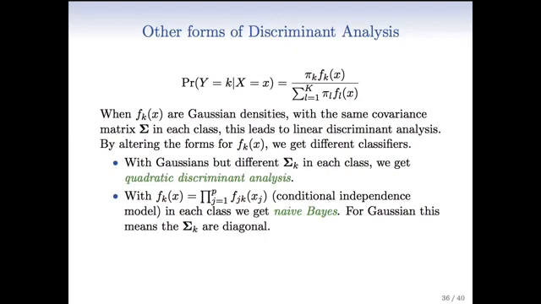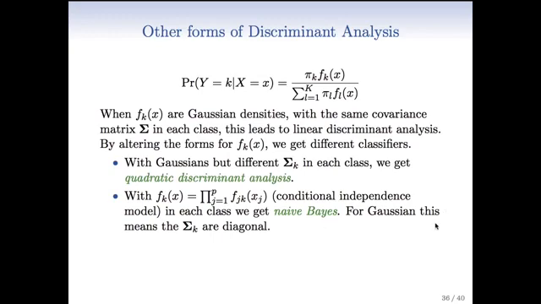Another thing you can do, and especially this is useful when you have a large number of features, like the 4,000 or so that Rob mentioned, when you really wouldn't want to estimate these large variance-covariance matrices, is assume that in each class the density factors into a product of densities. That amounts to saying that the variables are conditionally independent in each of the classes. And if you do that and plug it into this formula over here, you get something known as the naive Bayes classifier.